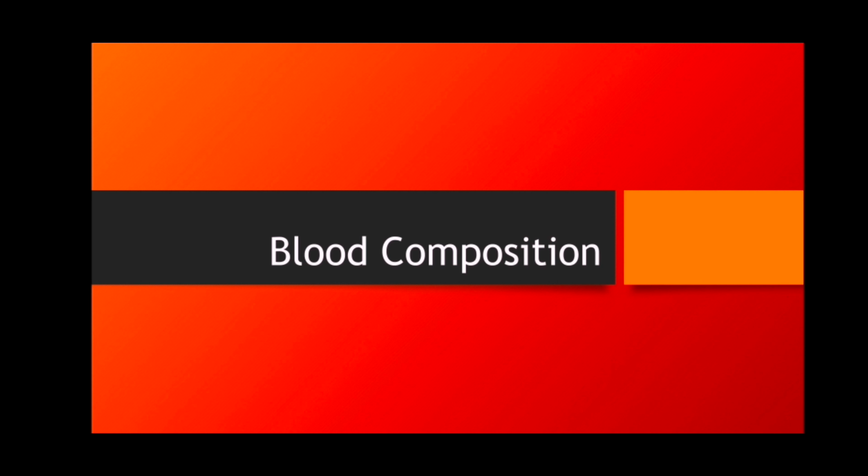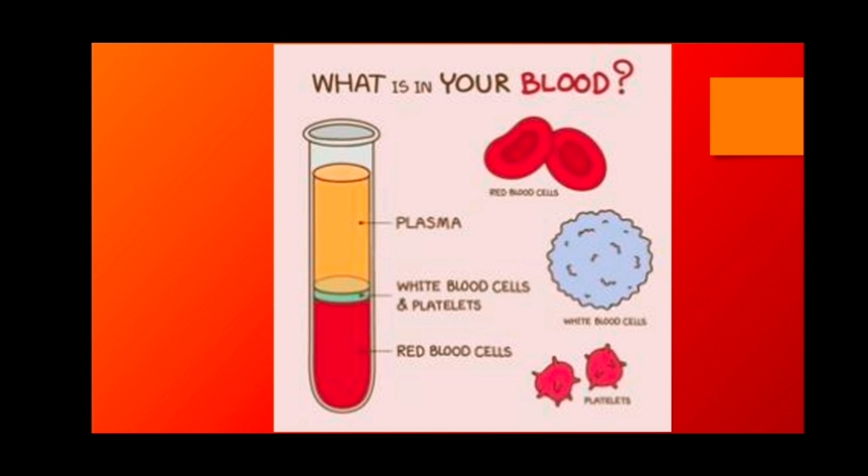Now we will talk about blood composition. What is in our blood? What can we see in our blood? So we can see plasma, white blood cells, and platelets. Also, we can see red blood cells.